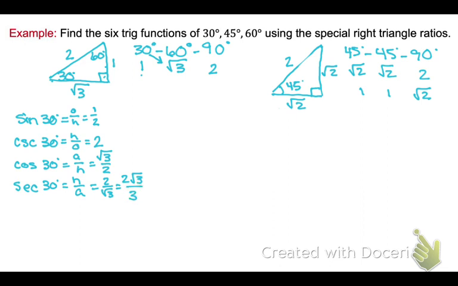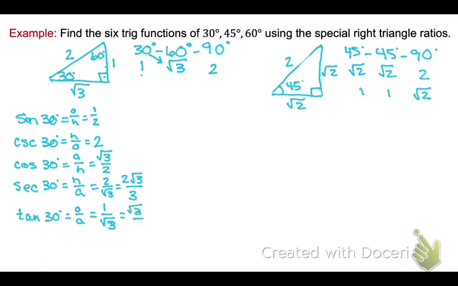Are you guys being able to start doing that in your head? Like you have 2 over the square root of 3, so you can just do it? Those simple ones like that, I would assume you were. Tangent of 30. Opposite over adjacent. You have to rationalize that. So 1 over the square root of 3, so square root of 3 over 3.